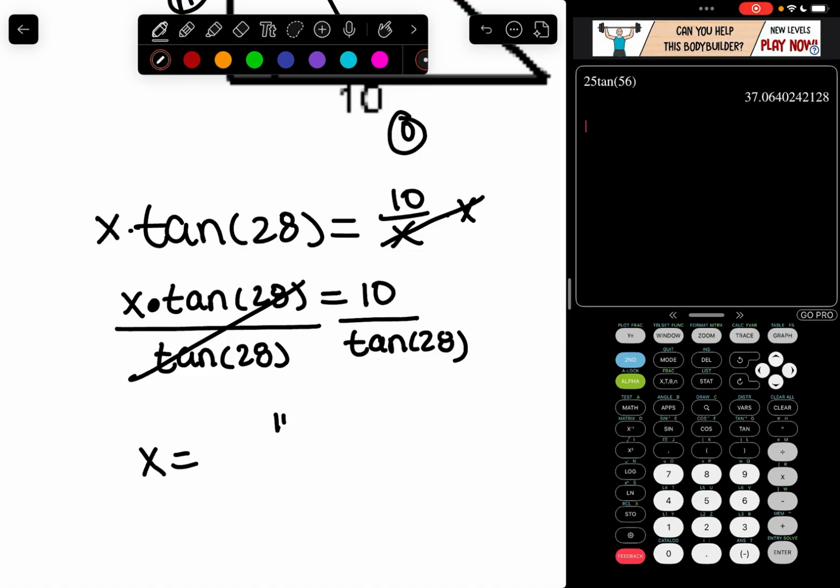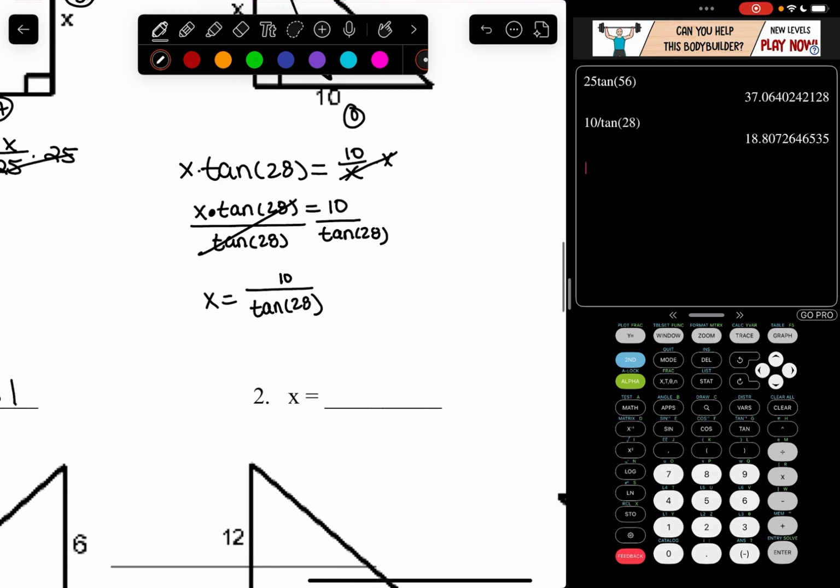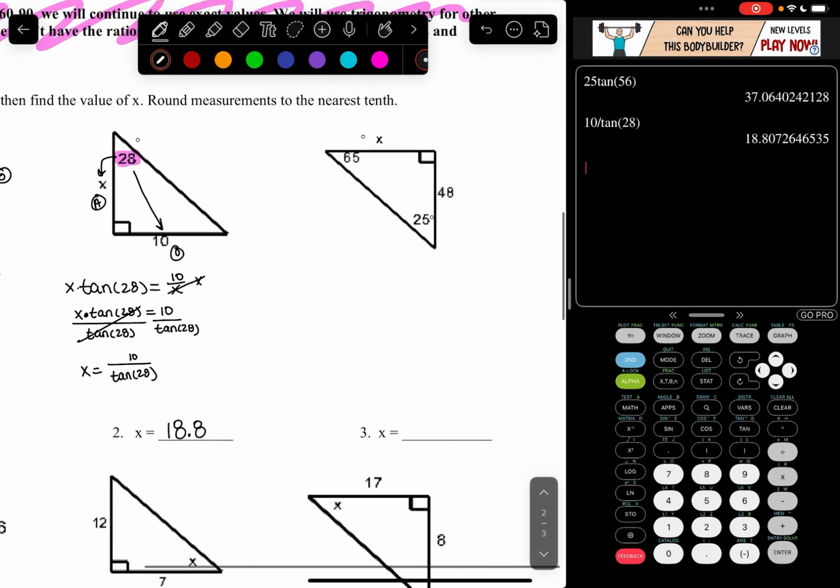Okay. So now we have x equals 10 over the tangent of 28. And again, I'm just going to put it in my calculator like I see it: 10 divided by the tangent of 28. And that's going to give me 18.8. I'm going to move on.